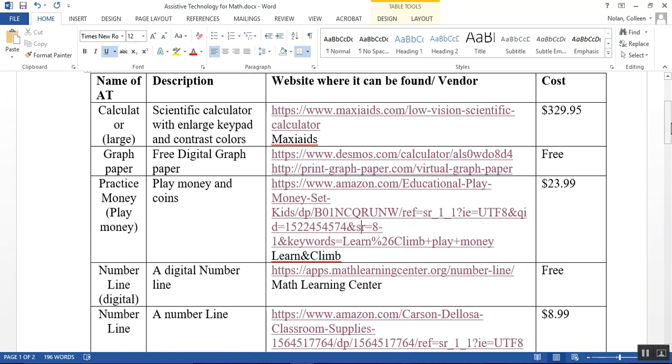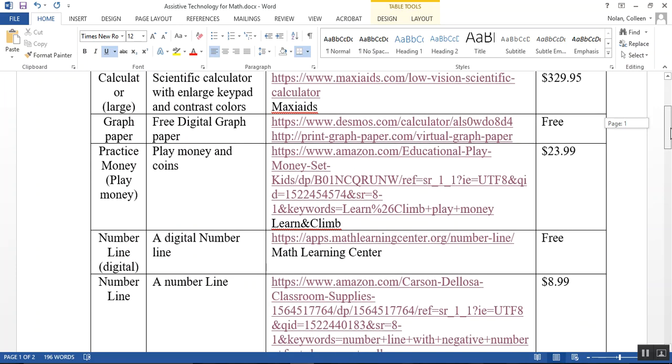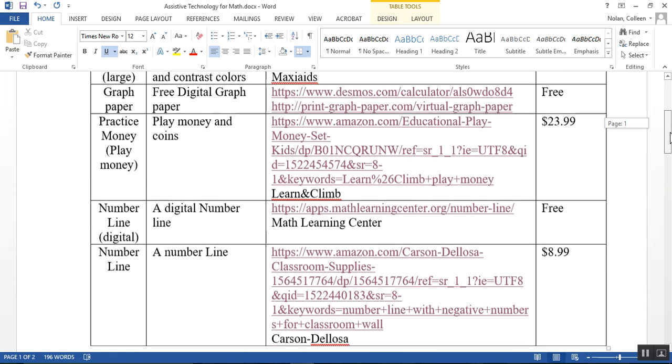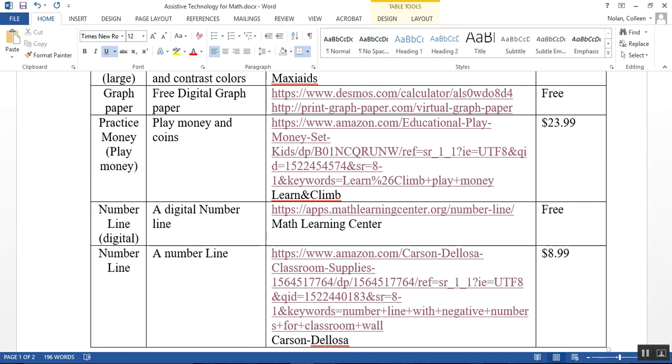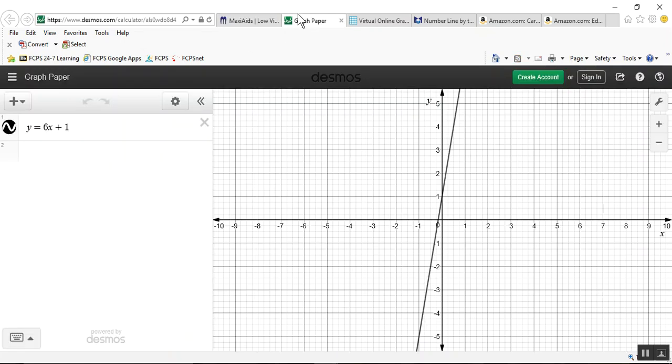Next is a free digital graph paper, play money with coins, a number line, a digital number line, and then a real number line. I'm going to go over and click over here to show you guys this. So here is the MathAT's low vision scientific calculator. You can see it's $329.95. There's two different versions of the virtual graph paper.